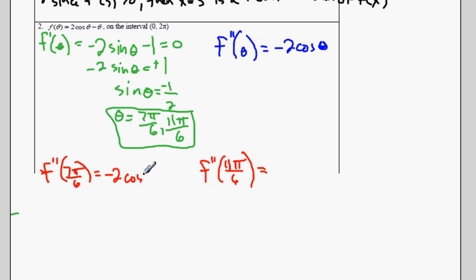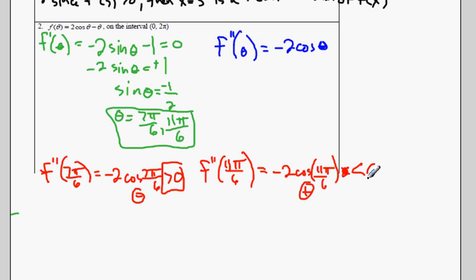Okay, and I get negative 2 cosine 7 pi over 6. We said that's 210. That's in the third quadrant. That's going to be a negative value. We know negative 2 is negative, so hey, this is going to be positive. That's really all we're looking for. And then here is negative 2 cosine of 11 pi over 6. Really, that's 330. That's going to be in the fourth quadrant. That's positive. Negative 2 times positive, that's not equal to 0. That is less than 0.